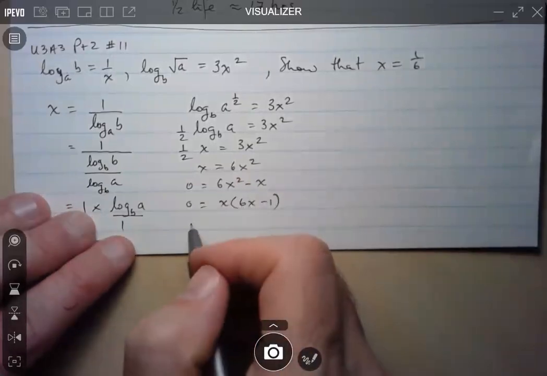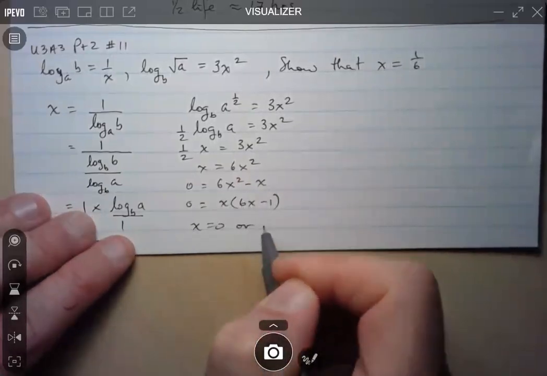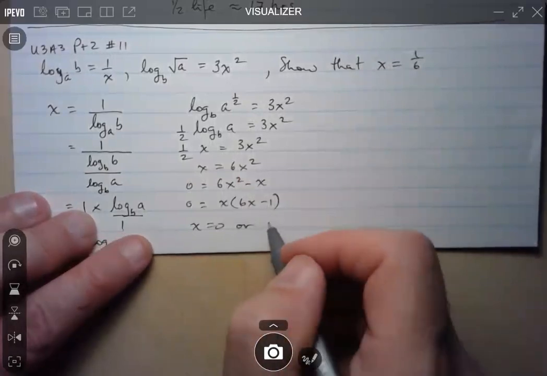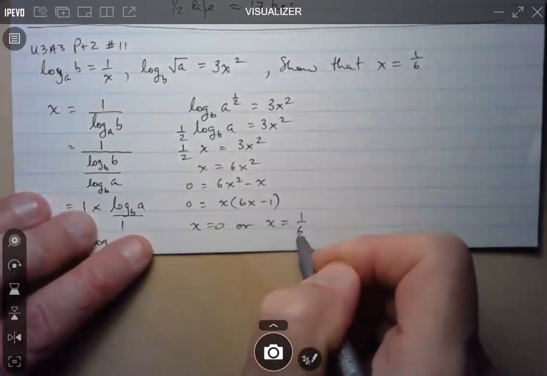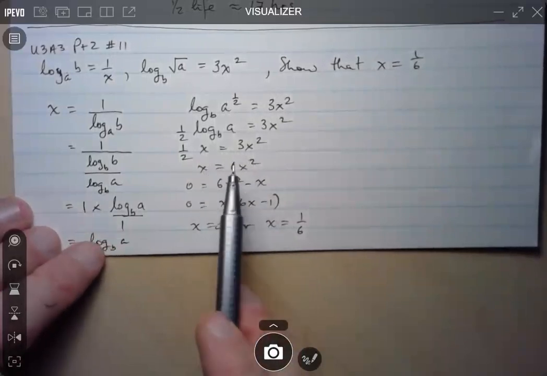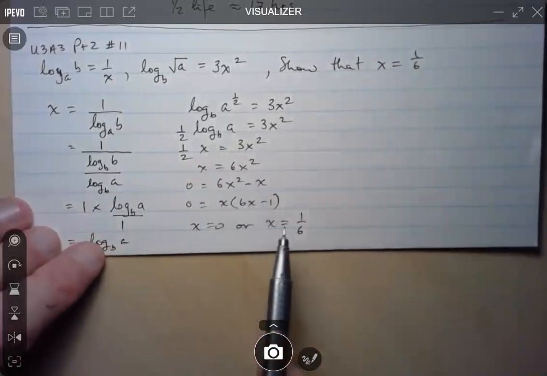And here we have that x is equal to 0, or solve 6x minus 1 equal to 0. It's one of those things I'm just going to do in my head. x is equal to 1/6. So just judging by this polynomial equation, it looks like there's two answers.